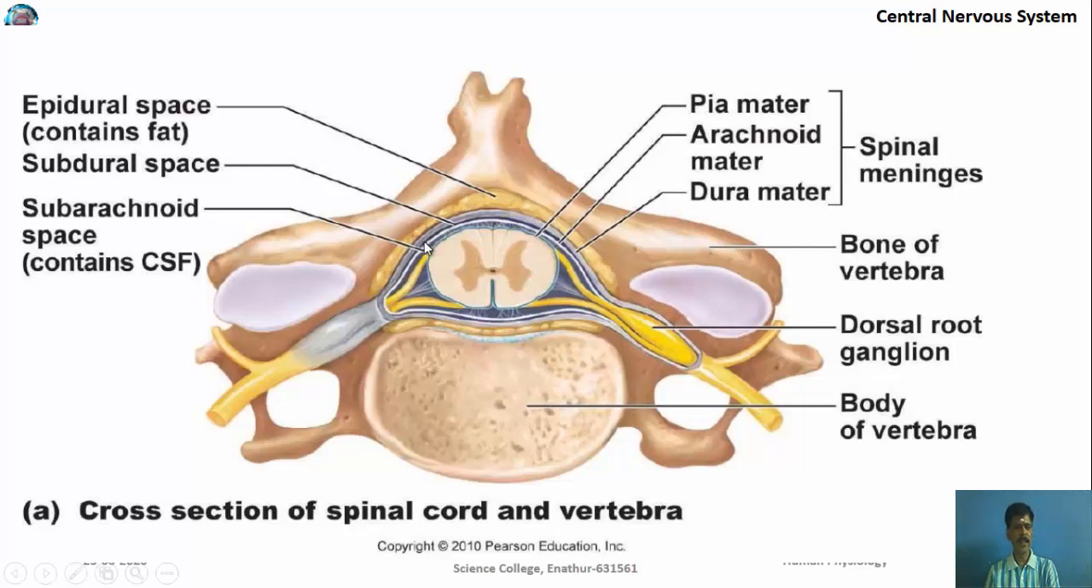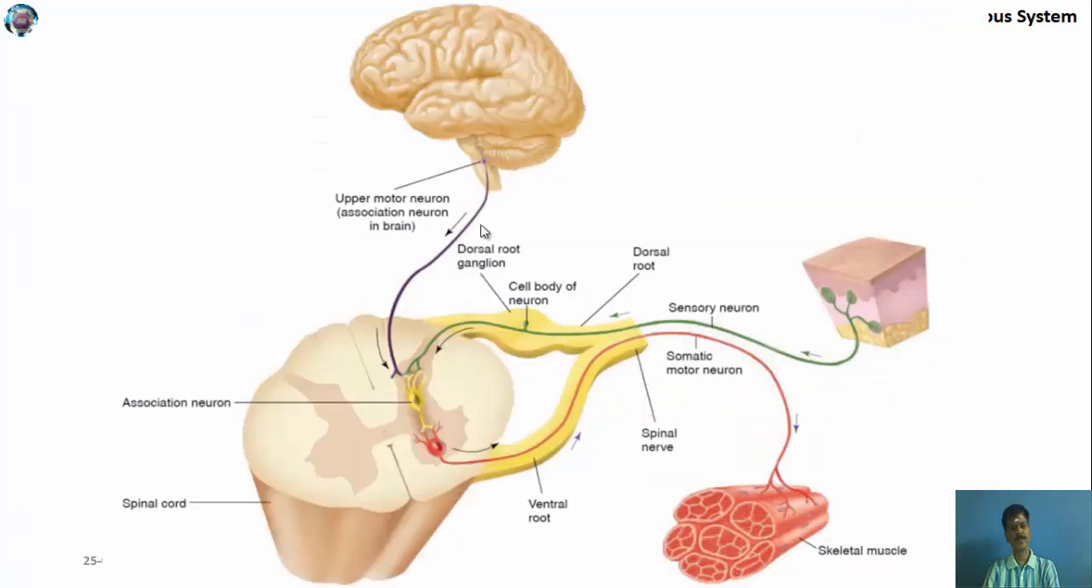Again, this diagram clearly indicates that like the brain, the spinal cord also consists of the pia mater, arachnoid mater and dura mater. They continue from the outer cover of the brain through the spinal cord, and they also contain cerebrospinal fluid. Okay, so the subarachnoid space contains the cerebrospinal fluid, and the epidural space is present, and then the subdural space is also present. So these spaces continue from the brain throughout the spinal cord.